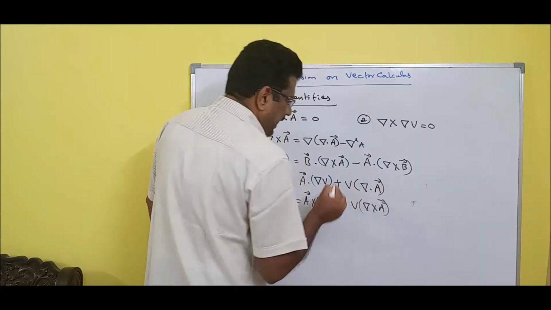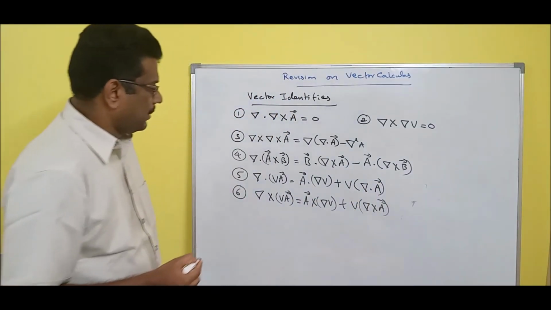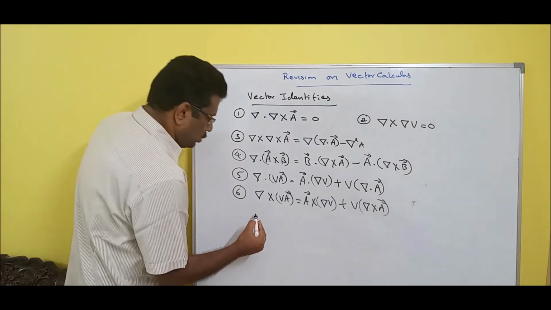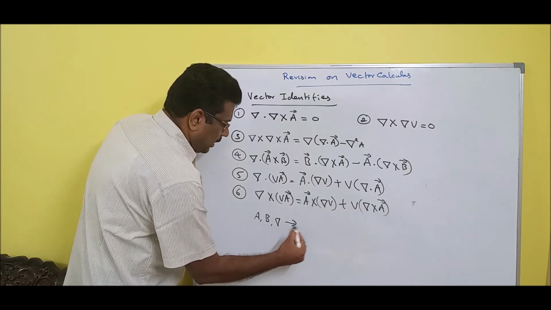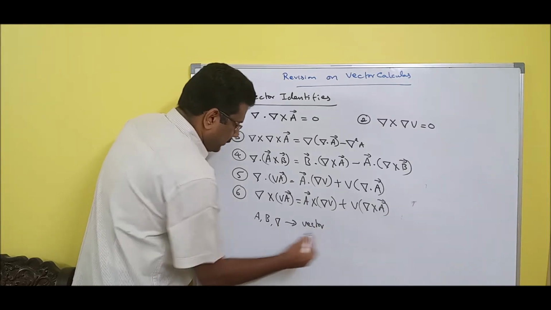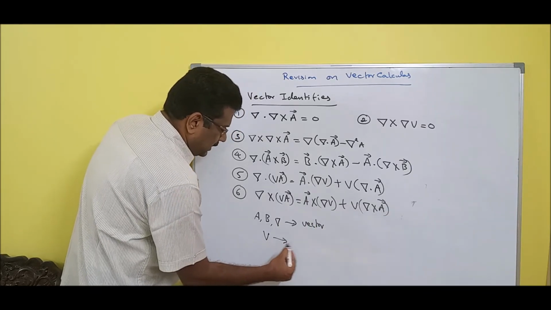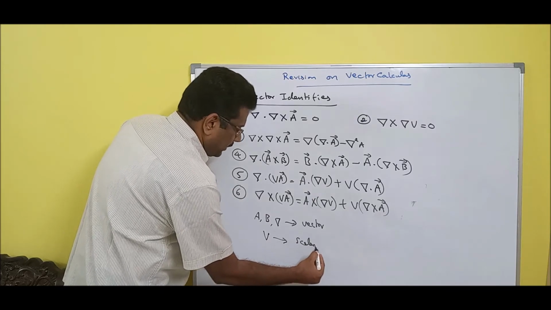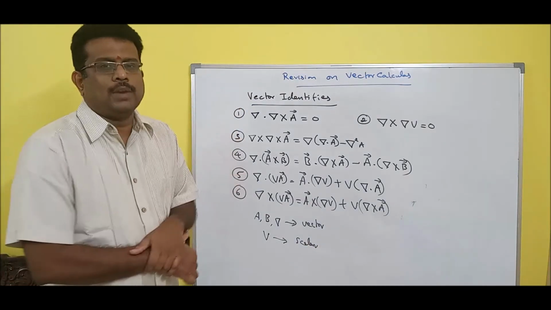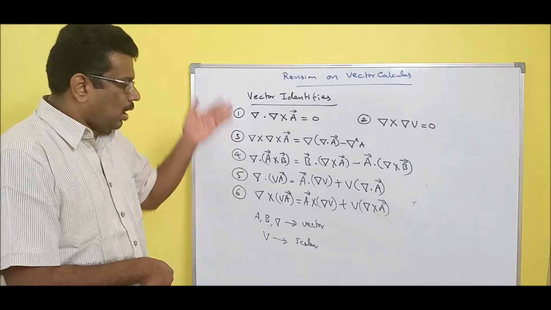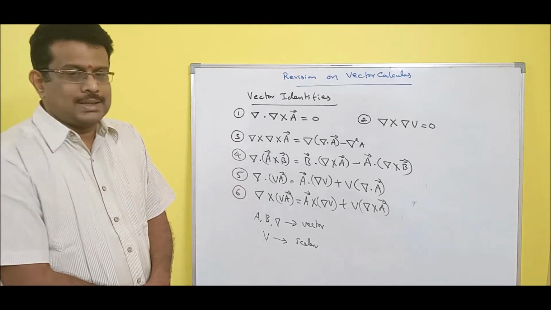V is a scalar. I am not going to mention that. So let us try to maintain A, B, del as vectors, and V is nothing but a scalar. Just try to pause this video and copy all this result first.